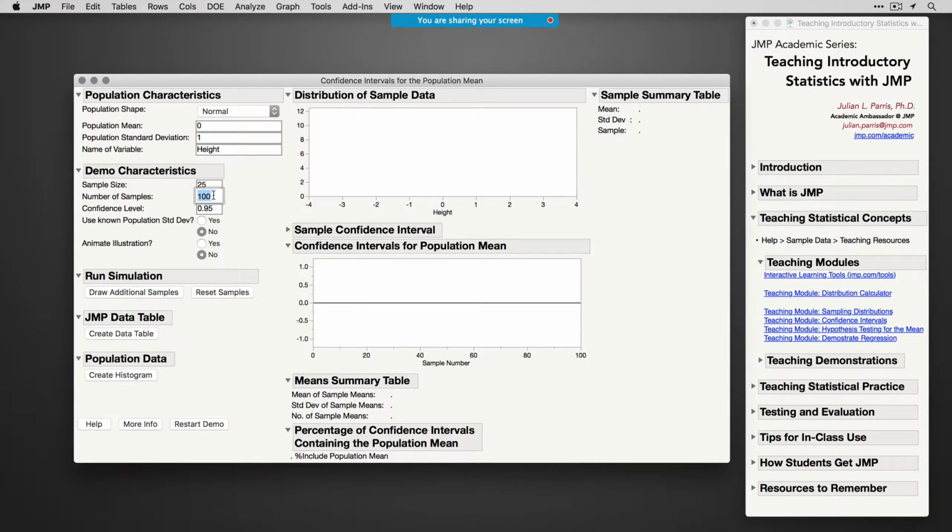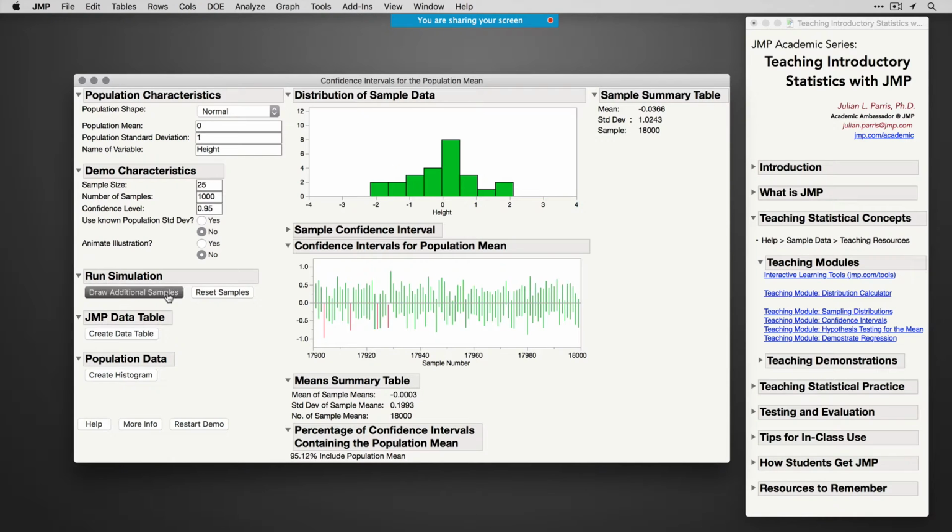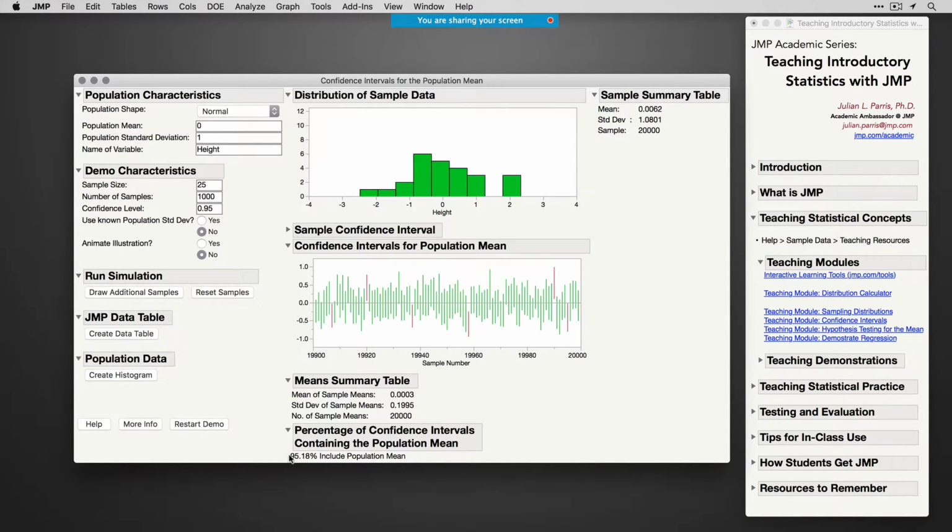And it's very easy to show, if we do 1,000 draws, we're going to get very close to 95%. Out of the 1,000 or 10,000 or 20,000 we draw, it's going to be somewhat different, but it's pretty close. 95.18% include the population mean, right? That's a long run probability.